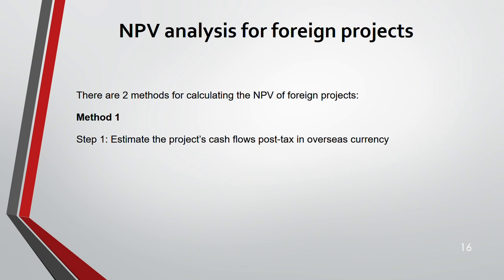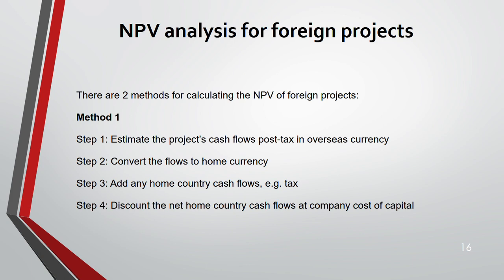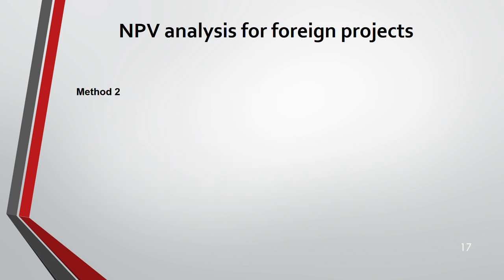First, you estimate the project's cash flow post tax in the overseas currency. Do not convert to your currency yet, stay in the overseas currency. You get the cash flow post tax, after deducting tax. Then you convert the flow to the home currency. After that, you add the home country's cash flow, for example their tax and all. After you have converted it to the home currency, you then use the company's cost of capital to discount. That is method one.